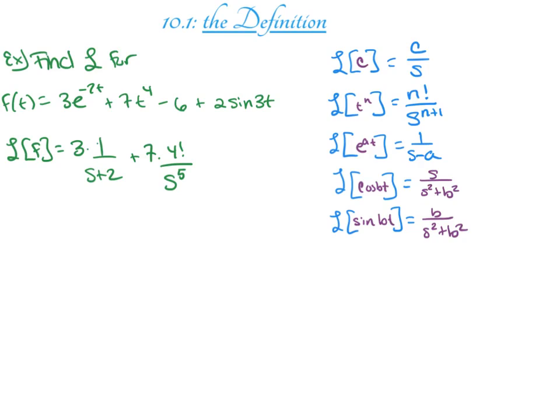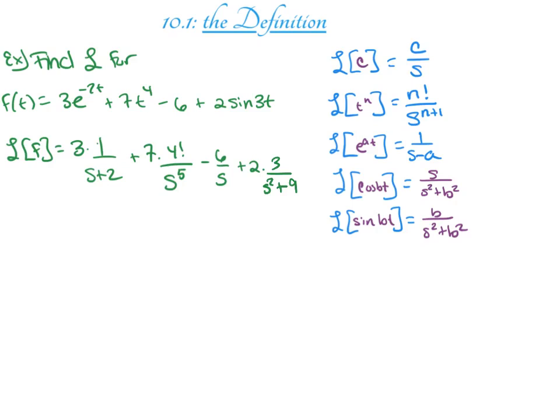Okay. Minus 6. 6 is a constant, so this will be 6 over s. And 2 sine of 3t will be 2 times, okay, so here's the sine. Now sine is the one that has the coefficient in the numerator. Cosine is the one that has just s in the numerator. So the coefficient for sine of 3t is 3. So 2 times 3 over s squared plus the coefficient squared. So 3 squared is 9. Okay. So that's fine for our Laplace transform.